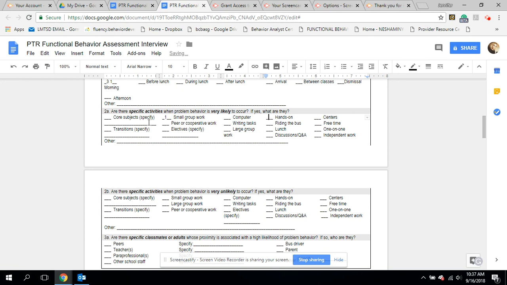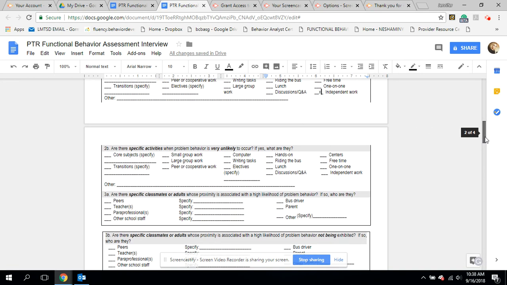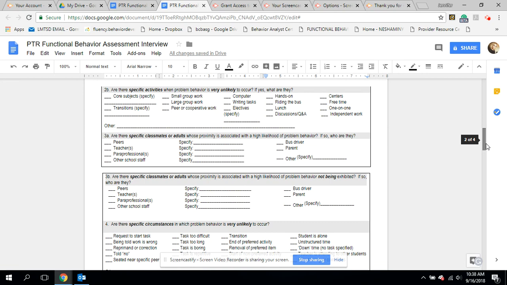Or if you think, you know what, you see most of the behaviors, then you can just put an X on that line. And that'll tell me, hey, she or he sees a lot of these behaviors during small group activities, hands-on activities, independent time, and that's fine. So you don't have to put numbers down. X's are fine too. Down here to B, times when they're very unlikely to occur, if you're able to answer this. Let's say you don't see it in your class when they're working on the computer, put an X there. Not a big deal, okay?